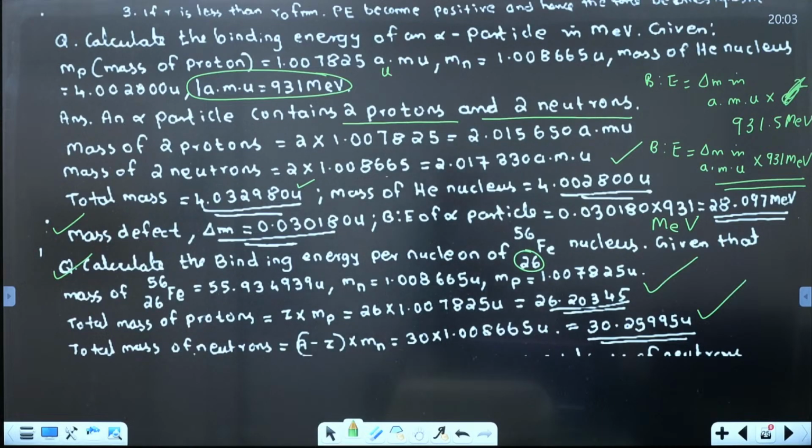In some questions, they will give you 931 MeV. Then you should take 931 MeV. If it is not given, then you should take 931.5. The correct value of energy equal to 1 AMU is 931.5 MeV.